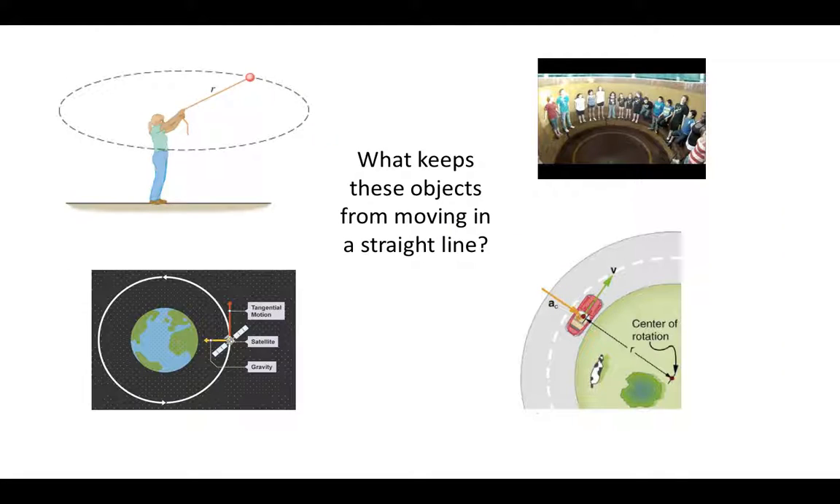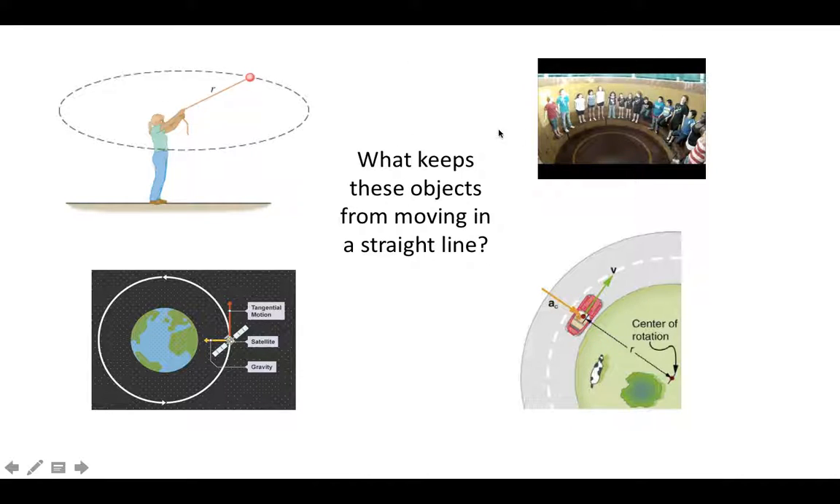Okay, so next, let's look at these four pictures. These are all examples of things moving in circular paths. And again, you're asking yourself, what keeps the objects from moving in a straight line? That's always what you ask yourself when you have a centripetal force problem, because you have to identify what that force is before you can go on with the problem. We've already talked a little bit about some of these.